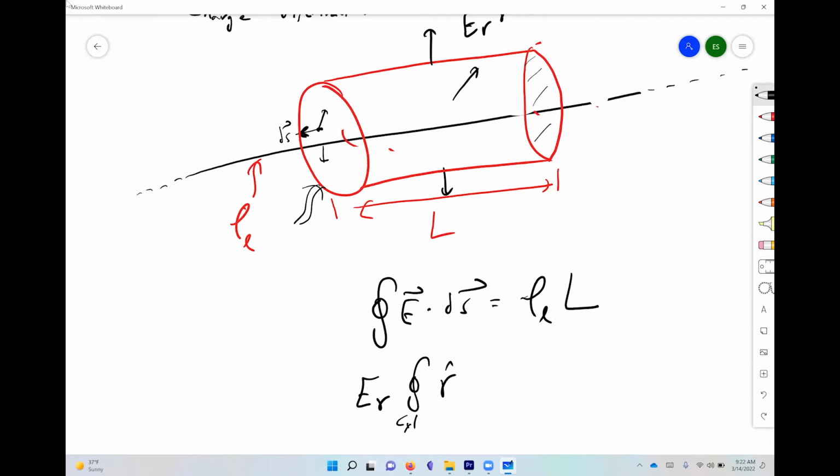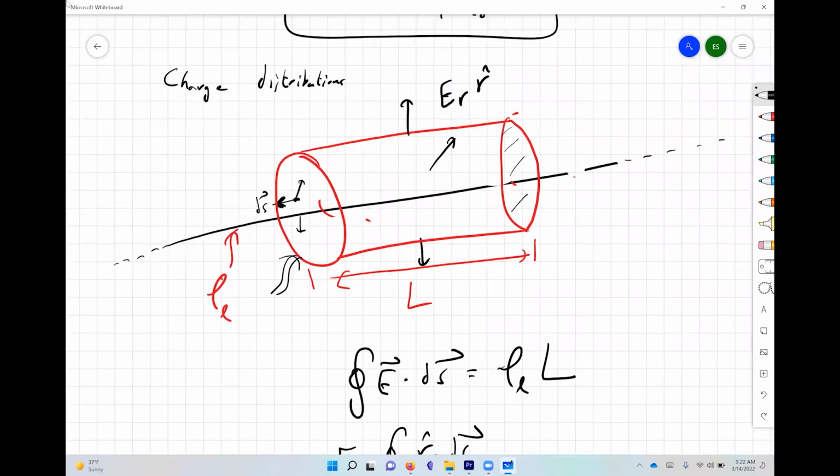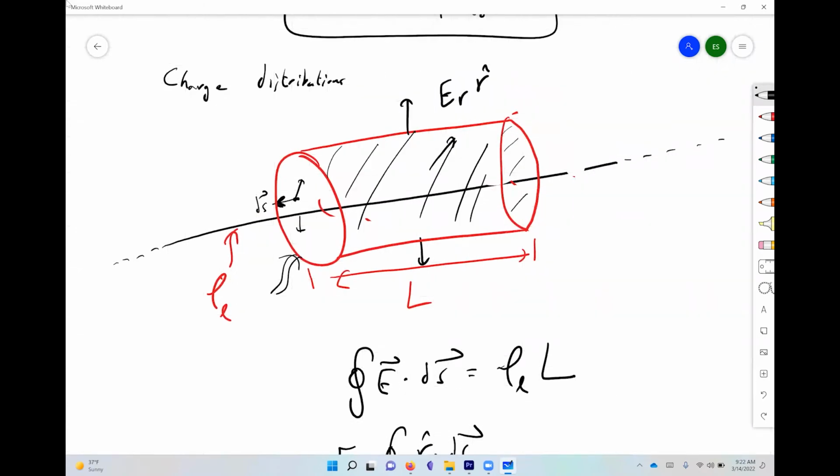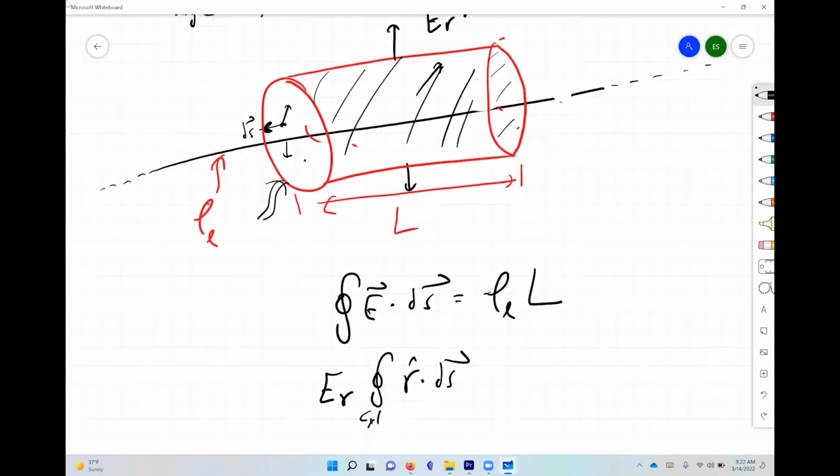What r hat dot dS. And this is only this side of the cylinder. I ignore the top and bottom of the cylinder because the surface elements have a direction that's always perpendicular to the field, to E_r. So they don't contribute anything.